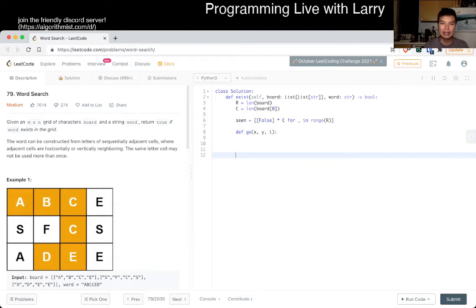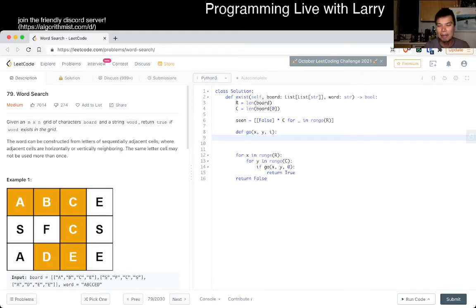So now we can just start at every cell, right? So let's kick it off. Let's just do for x in range of R, for y in range of C, if go of x, y, and 0, then return true, I guess. Otherwise, return false. So this is just starting us off. I don't know if this is going to be fast enough, but that's okay. We know that there isn't a good optimal or sub-exponential solution. So it's just about feeling things out. Maybe there are some optimizations that we can do, but I would like to keep it simple, keep it stupid, and keep it going.